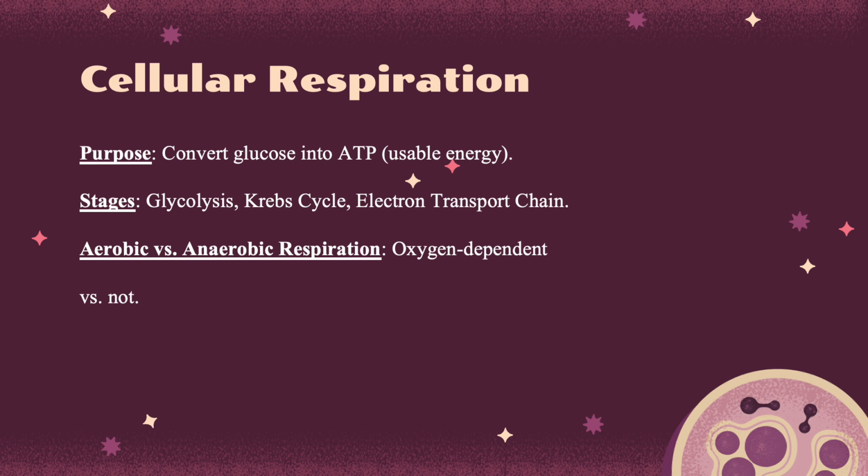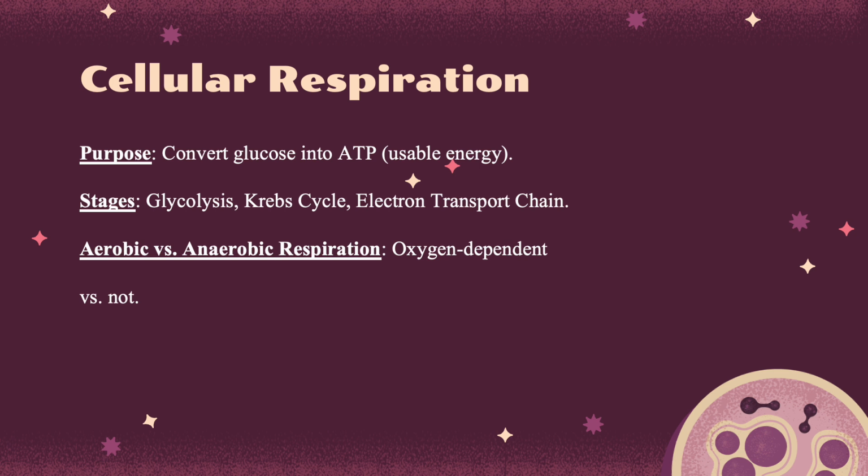Next, we have cell respiration. Cellular respiration occurs in mitochondria and converts glucose into ATP, the cell's energy. It involves glycolysis, which is breaking down glucose into pyruvate, which releases small amounts of ATP, the Krebs cycle, which produces high-energy molecules like NADH, and the electron transport chain, which generates the majority of ATP by using oxygen.